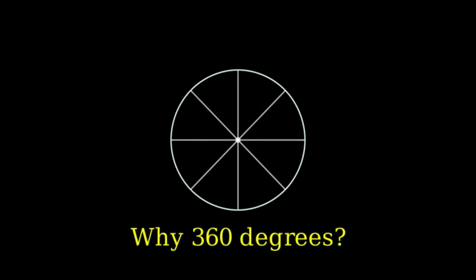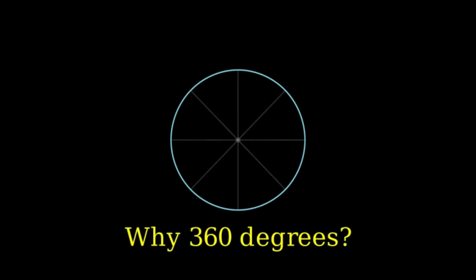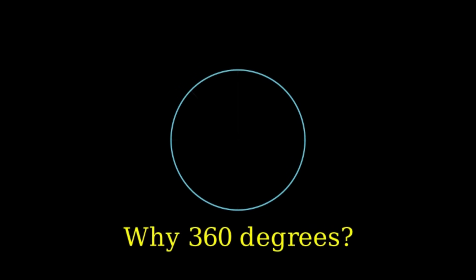The Babylonians, who lived over 4,000 years ago, used a base 60 number system. This system made 360 a convenient choice because it has many divisors. It can be divided evenly by 2, 3, 4, 5, 6, 8, 9, 12, and many more numbers, making calculations with fractions of a circle much simpler.